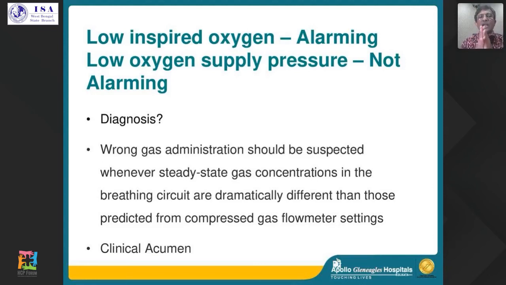But more than that, it rests on your clinical acumen to immediately figure out that there is something wrong at the back end with the supply that is happening. I think more than this, it is the clinical acumen.